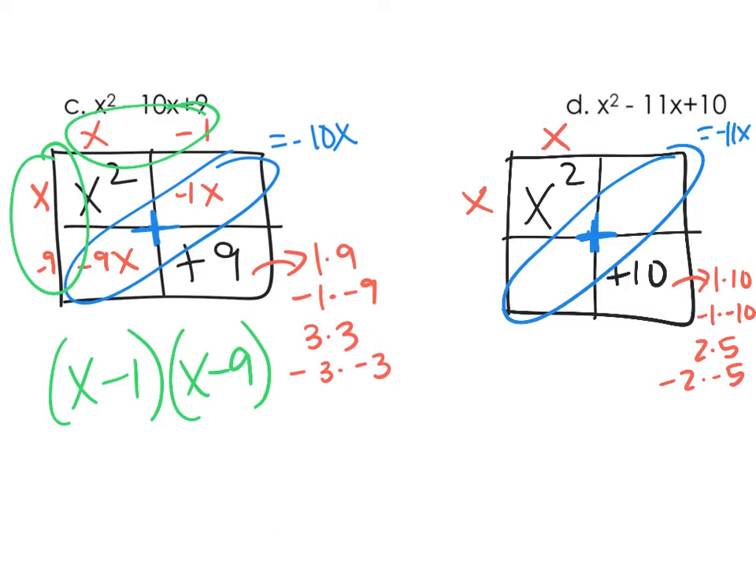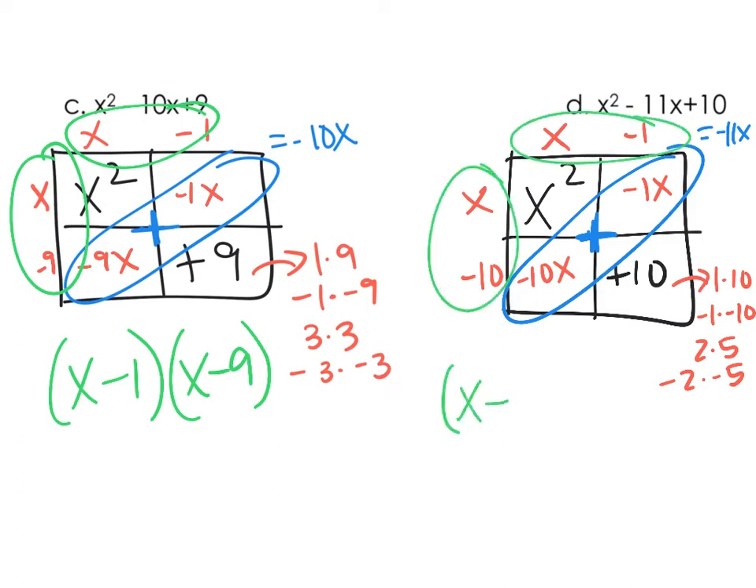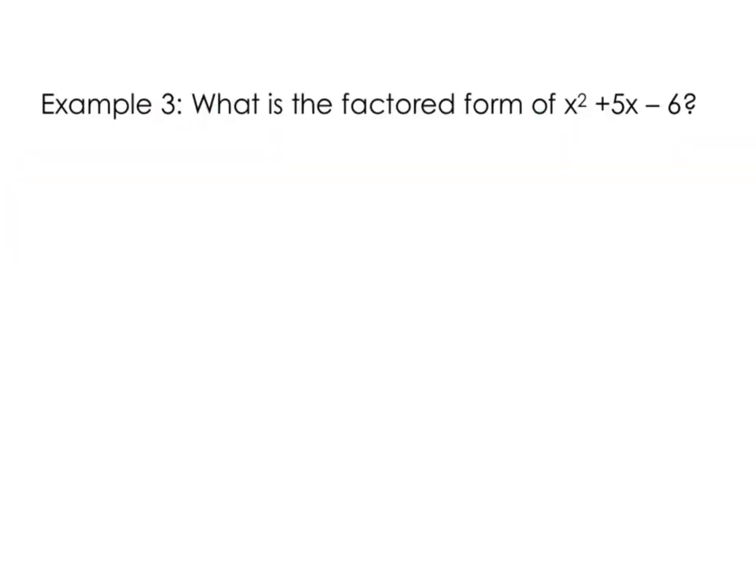And your answer should have been a negative 1 and a negative 10, because that gives you a negative 10x plus a negative 1x, giving you that negative 11x that you needed. So our answer should have been an x minus 1 and an x minus 10.